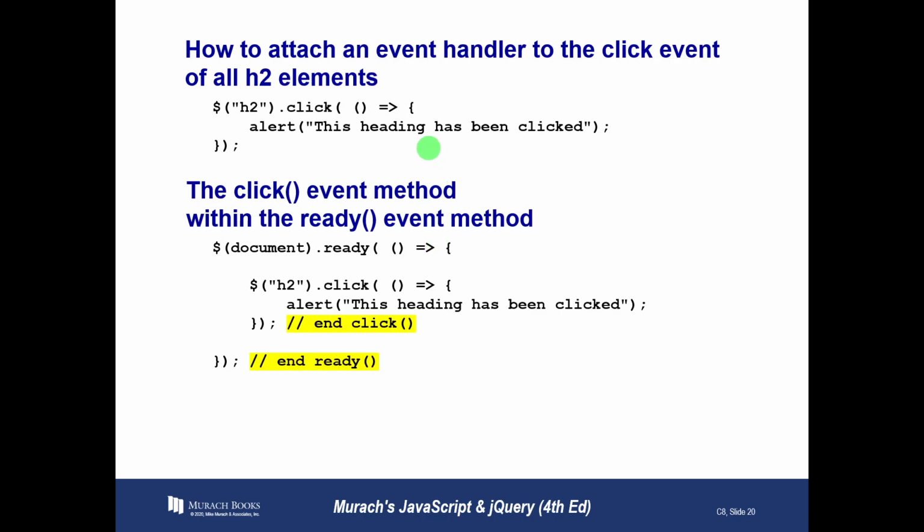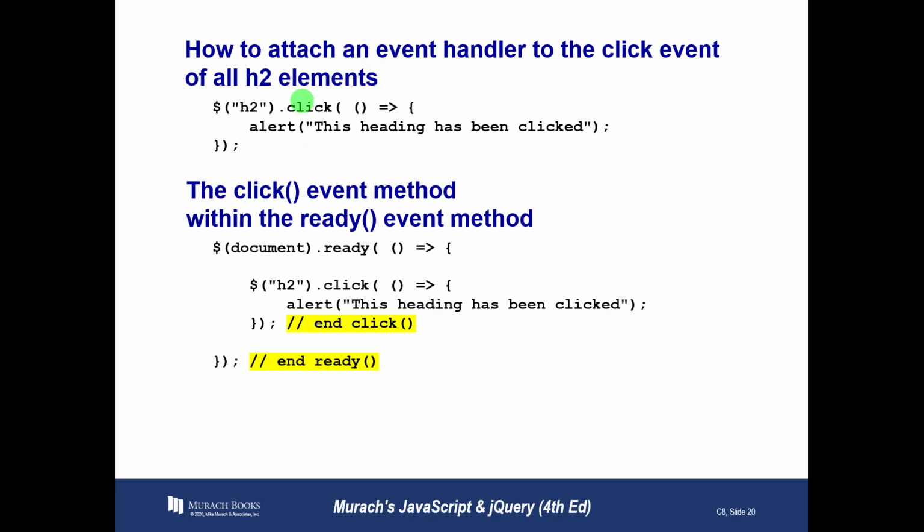How to attach an event handler to a click event for all H2 elements. So if we want all of our H2 elements to do something when they're clicked, we can say H2, this is going to get all the H2s, .click, and then in this case, we're just writing some code that pops up an alert that says this heading has been clicked, but we can write whatever code in this body we want, and anytime anybody clicks on any H2 element, that code will run.